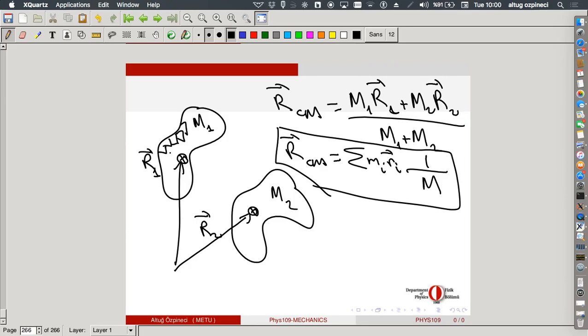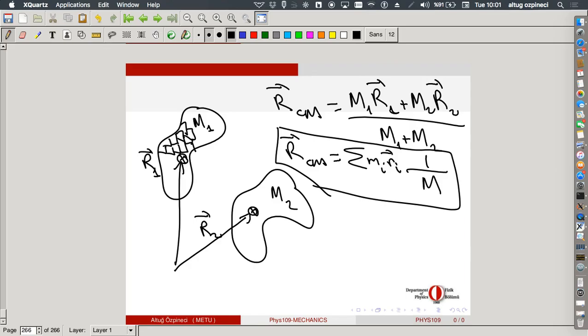We will divide them into very small segments. Each one we will be treating as if they are point objects. So I'm just dividing both of these masses into point-like volumes. They are just a collection of point-like volumes. For that collection of point-like masses, I can write the general definition of the center of mass.